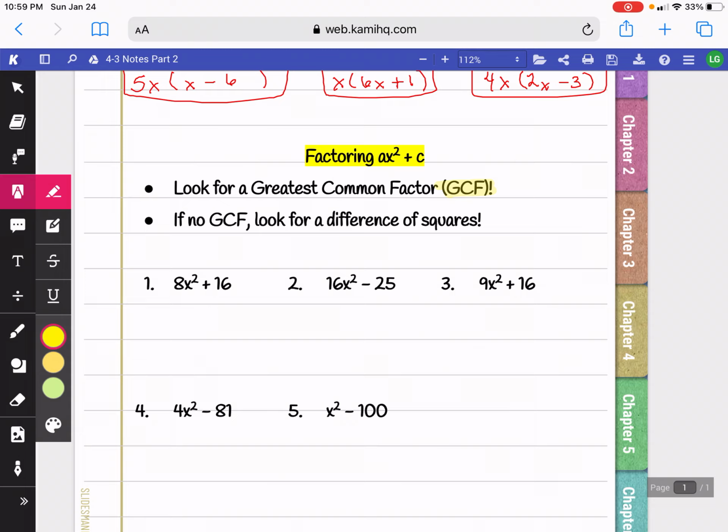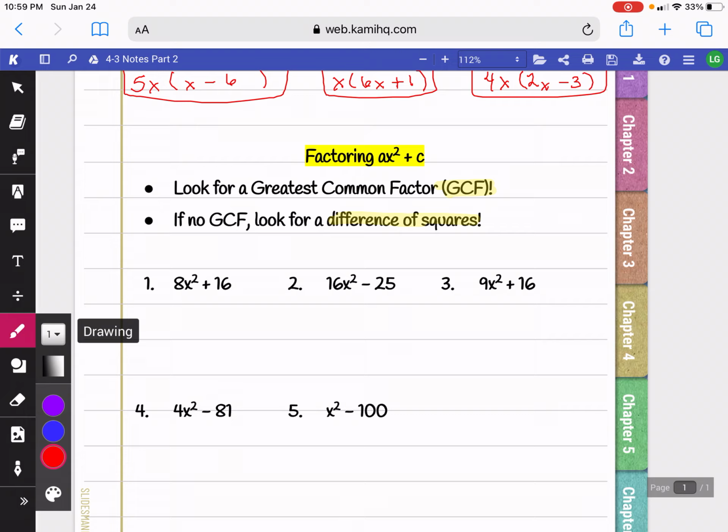If there's not, though, then we can look for something called the difference of squares. Difference of squares works when both terms are perfect squares, but when there's a subtraction or difference in between them. So difference of squares would look something like this: mx squared minus n.